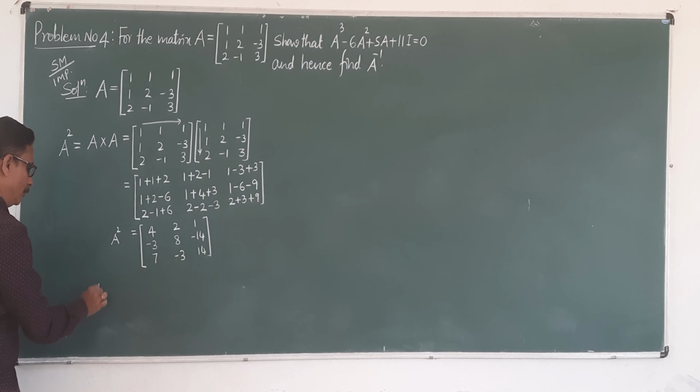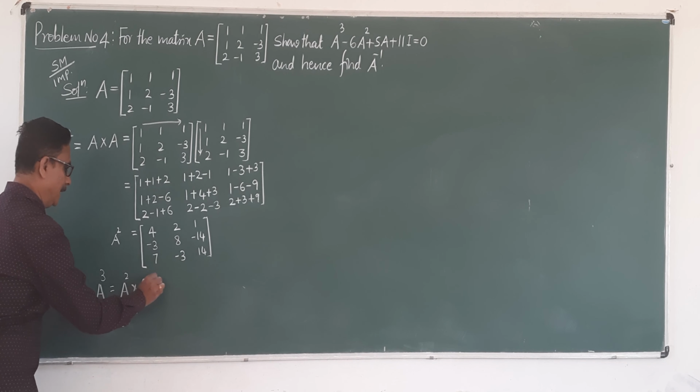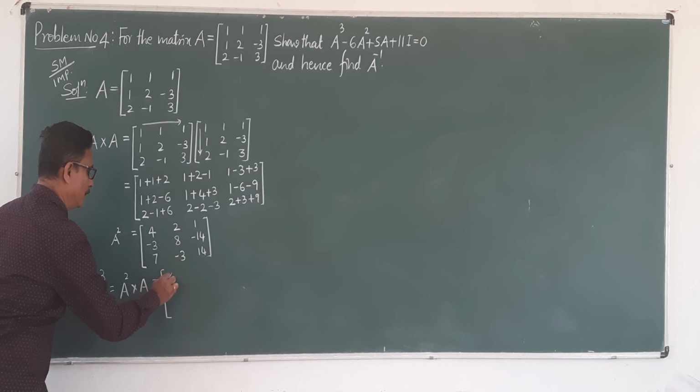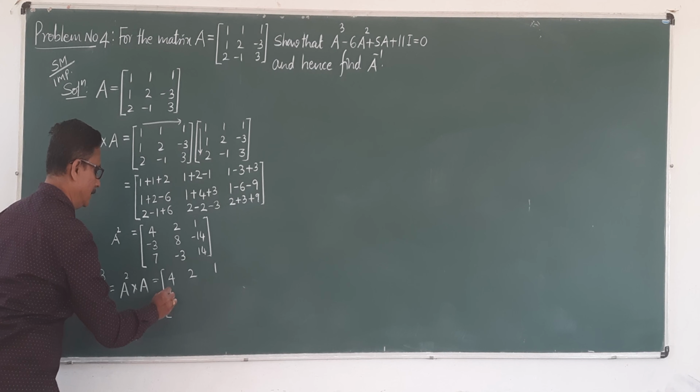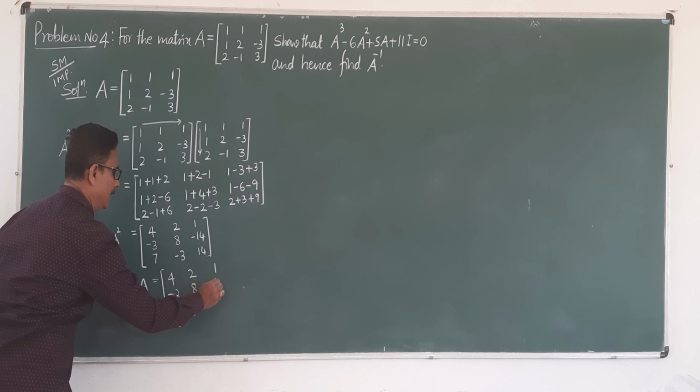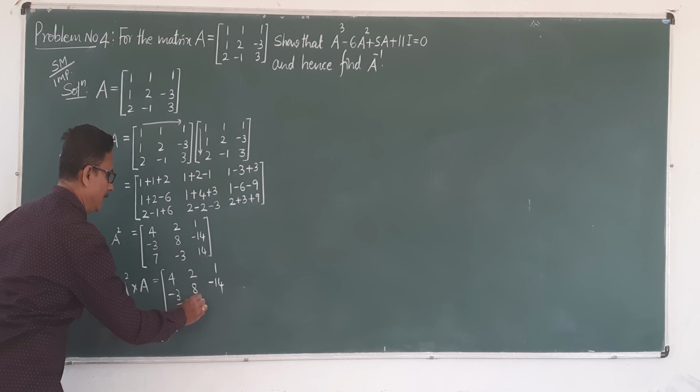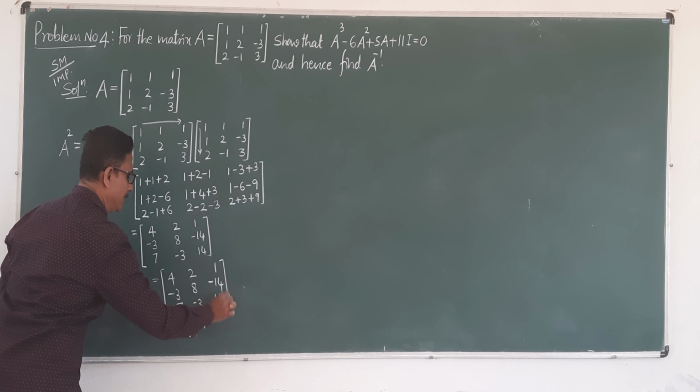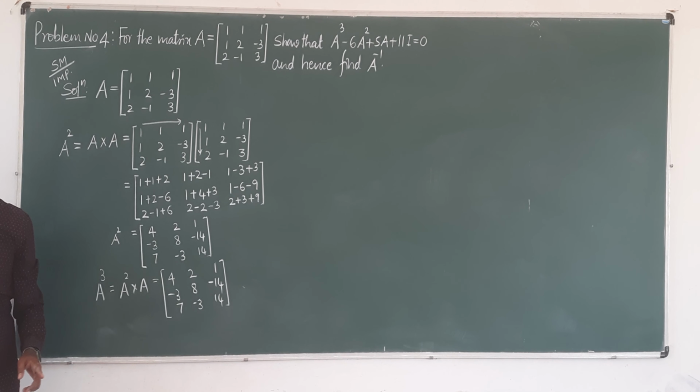Now to find A cube, therefore A cube is equal to, again A cube can be written as A square into A. That is equal to, what is A square? 4 2 1, minus 3 8 minus 14, 7 minus 3 14. This is A square into A matrix.